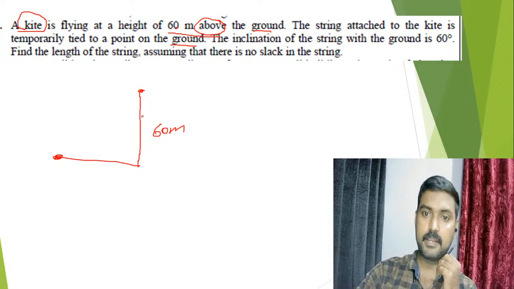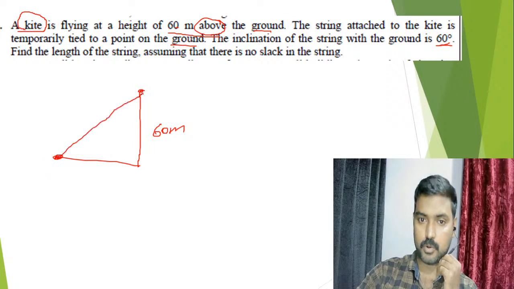It will be 90 degree. So it is not mentioned 90 here, it is telling 60 degree. So it will be on either one side of the ground, not beneath the kite. So from this point we can join this line, which is the angle of elevation.